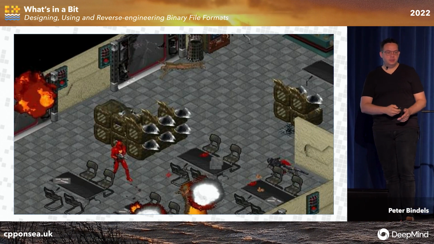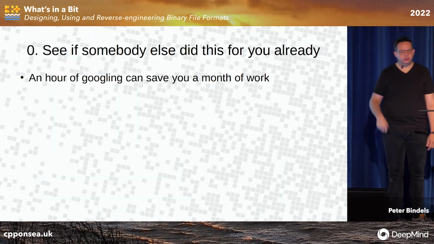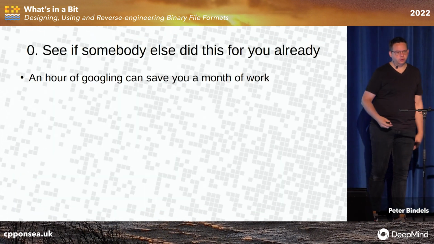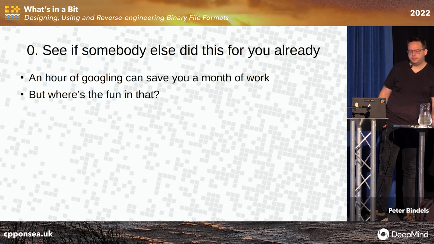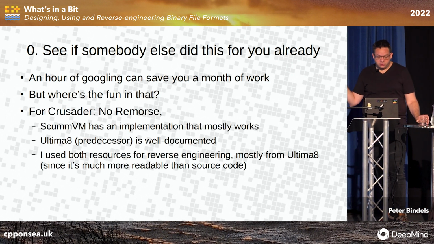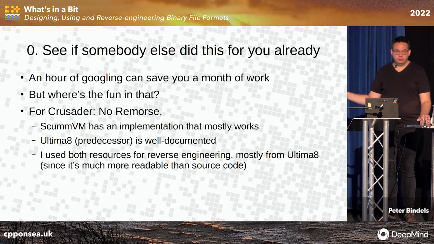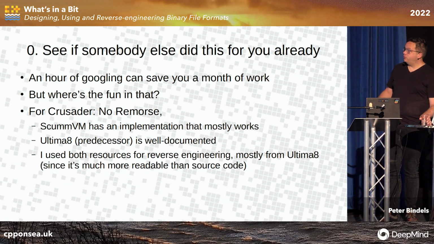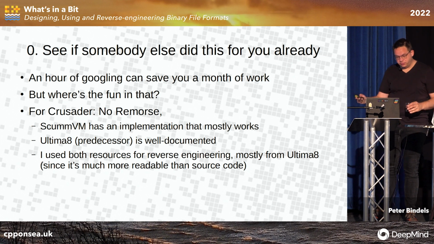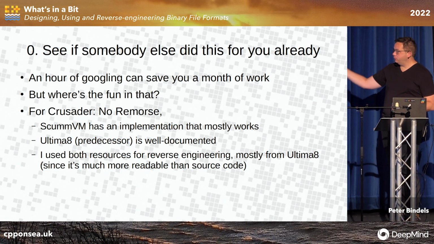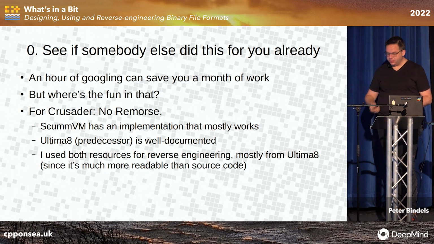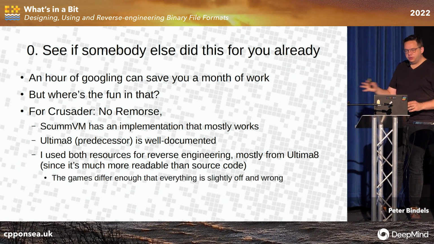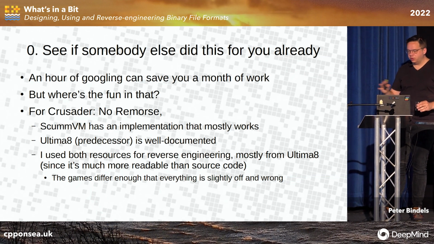Step 0. If you're thinking about doing such a thing, see if somebody else already did. Because you can Google and save yourself a month of work. But that's boring. So you're just going to do it again. But practically, Crusade and No Remorse, somebody already did this. It's implemented in ScummVM since about half a year. And it is very much related to Ultima 8, which is the game before it. And I've used both of these parts as part of this reverse engineering, mostly from Ultima 8 because it's well documented. But practically, don't do that. Practically, the games differ enough that everything is just ever so slightly wrong about the documentation and nothing matches.